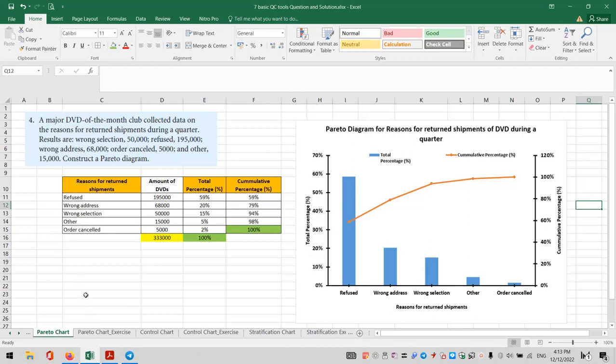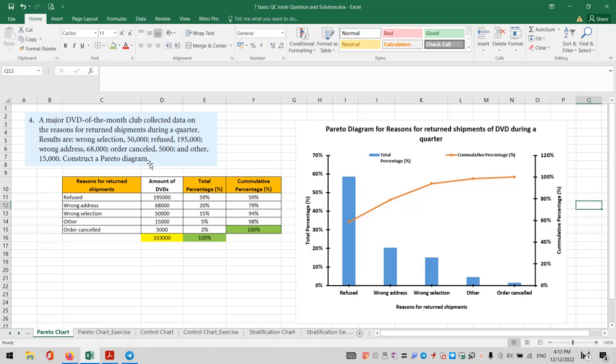Okay, let's continue to the example of Pareto chart. Let's take a look at this question. A major DVD-of-the-month club collected data on the reasons for return shipment during a quarter, and the results are: wrong selection, 50,000; refuse, 195k; wrong address, 68k; order cancel, 5k; and other, 15k.